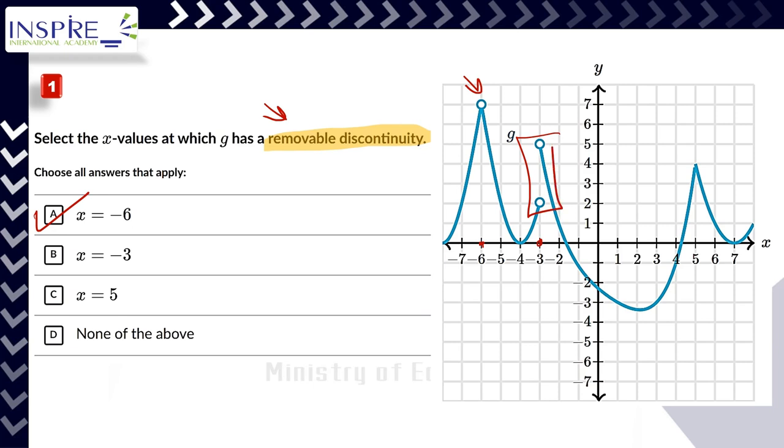This one is called jump discontinuity because you need to jump from one point to another so that you can connect your function. Next one.